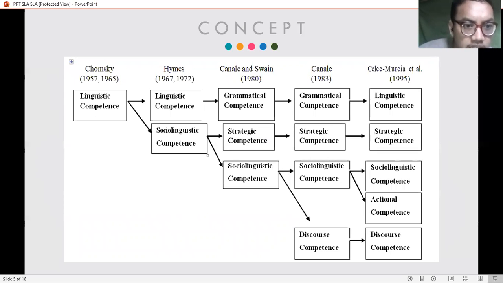From the third square, we have Canale and Swain in 1980. They delivered grammatical competence, strategic competence, and sociolinguistic competence. And in 1983, we have Canale. He delivers grammatical competence, strategic competence, sociolinguistic competence, and discourse competence. And in 1995, Celce-Murcia et al. delivered linguistic competence, strategic competence, sociolinguistic competence, actional competence, and discourse competence. Next.